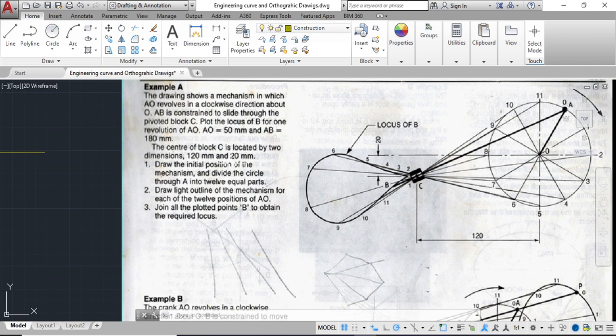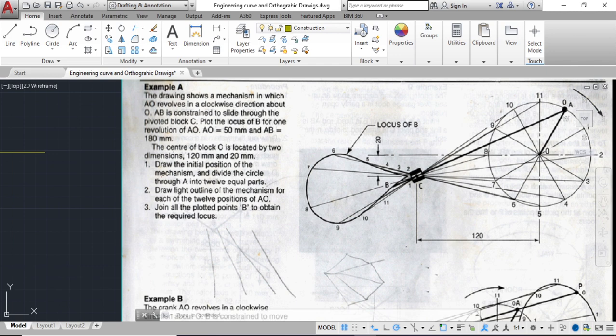It says draw the initial position of the mechanism. So you're going to draw OA and B to C, which are the darker lines, first. You're going to draw the circle. It says draw the initial positions of the mechanism and divide the circle through A into 12 equal parts. So you draw a circle, divide it into 12 equal parts. It says that AO is 50, so that tells us what the radius of the circle is. Then the diameter is 100.